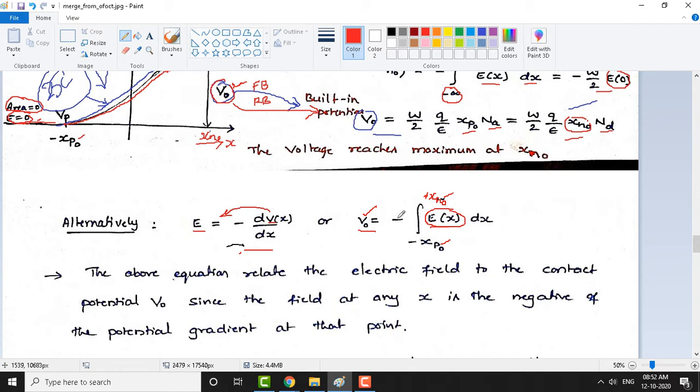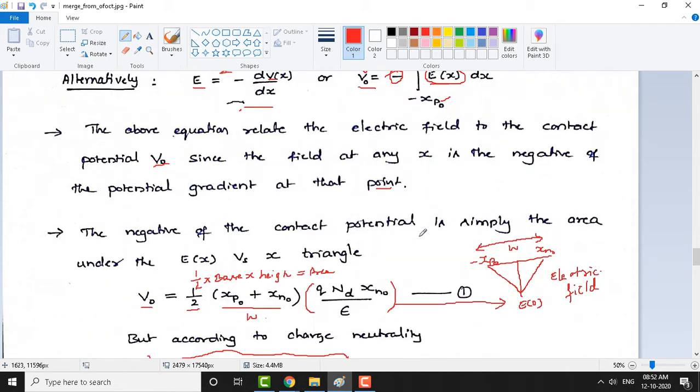V naught you can easily obtain. V naught is going to be negative because the field and the voltage are in opposite directions. That's why there is a negative sign here. So this equation relates the electric field to the constant built-in potential V naught. The field at any point x is the negative of the potential gradient at that point. We are explaining this with reference to this equation.